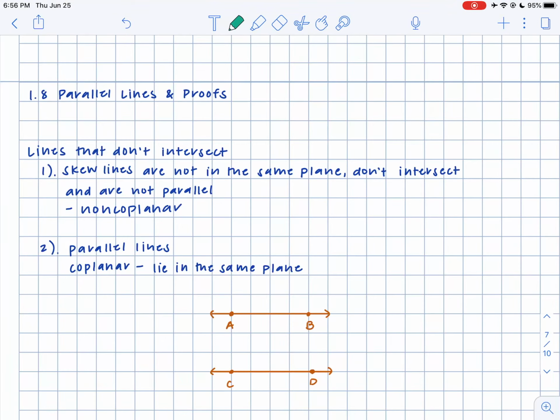Welcome to 1.8 Parallel Lines and Proofs. In this lesson, we're going to be talking about parallel lines, transversal lines, and 3 new types of special angles.